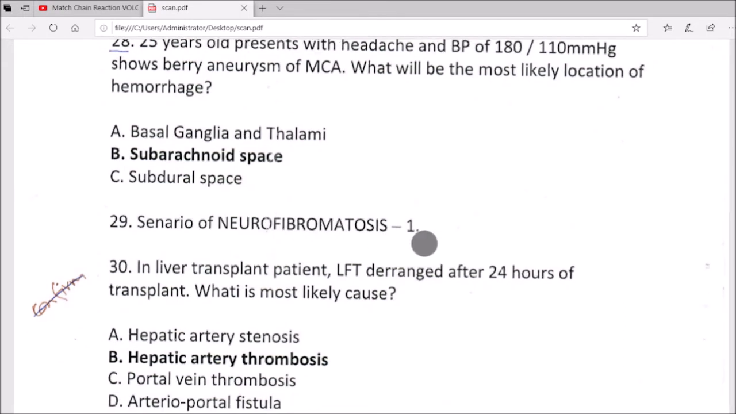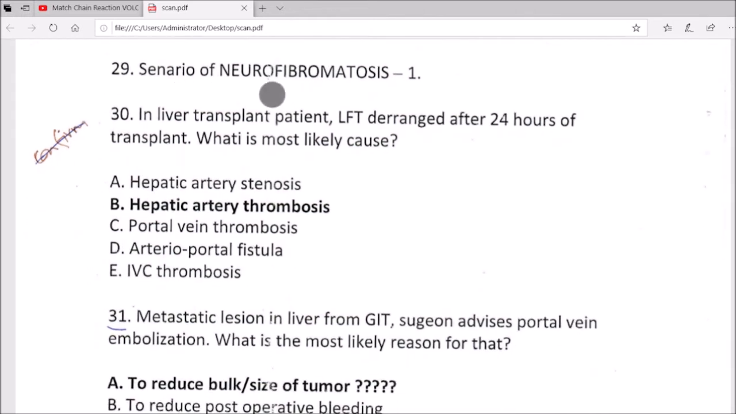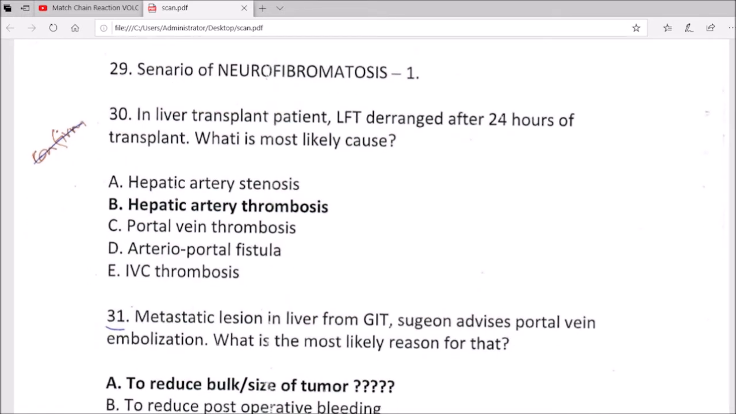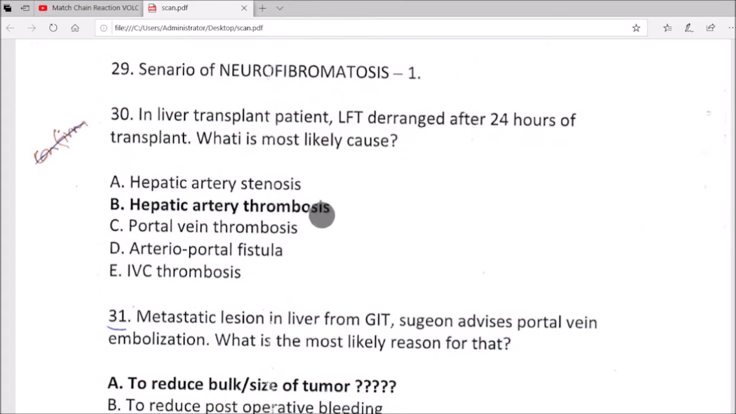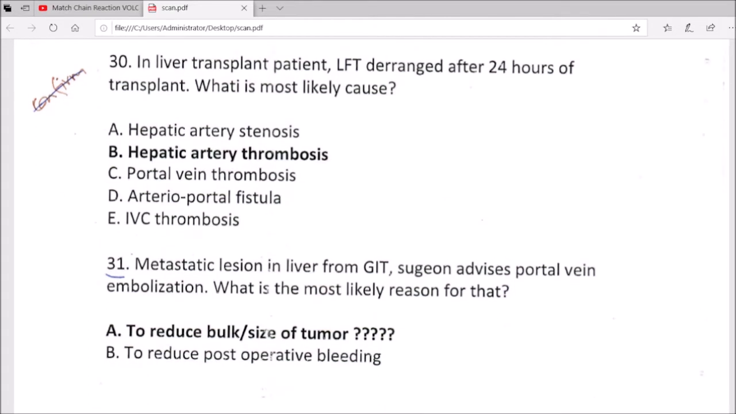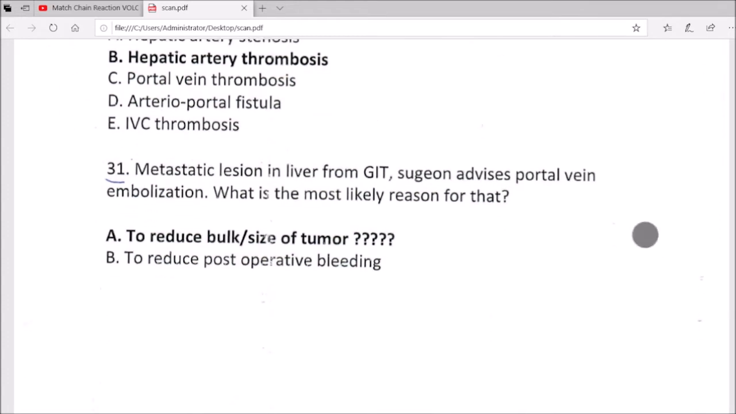29. Scenario of NF1: bilateral dumbbell-shaped mass with spinal cord, causing expansion of nerve foramina. 30. In a liver transplant patient, LFTs are deranged after 24 hours of transplant. What is the most likely cause? Hepatic artery thrombosis. In liver transplant, LFTs deranged after 24 hours of transplant, the most likely cause is hepatic artery thrombosis.